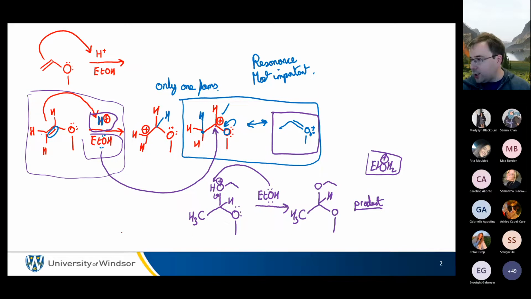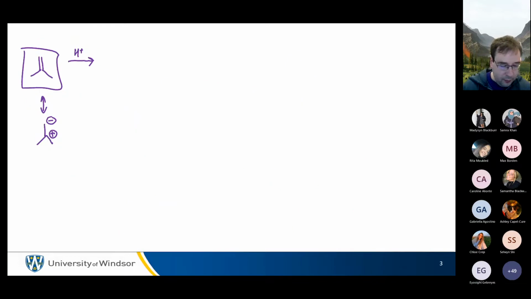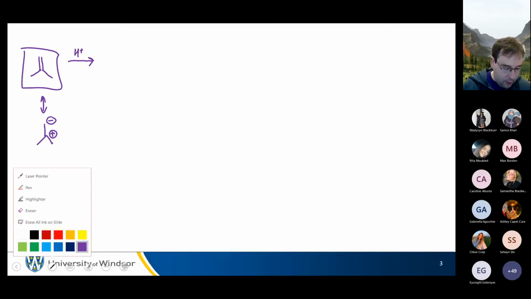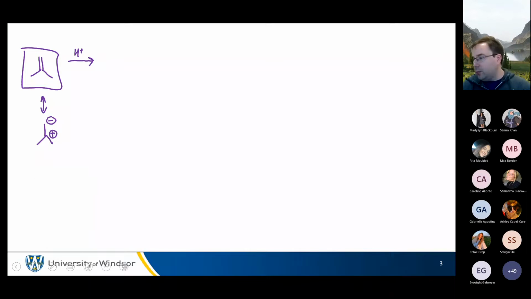Let's try a different example and see if any of this makes sense or helps. Well, we can finish this one. So give this a go. Oh, I need a nucleophile. That would help.